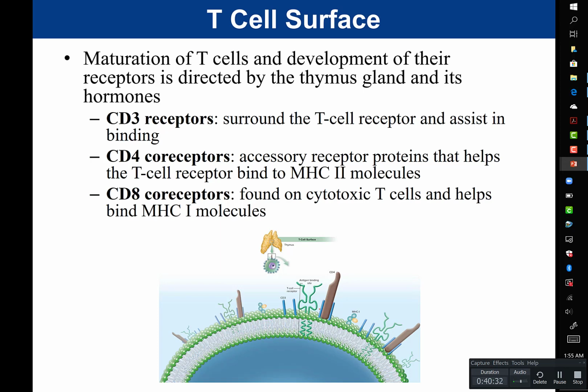We have CD4 co-receptors. Again, CD4s are going to recognize MHC2. So the CD4 is found on my T helper cell, and its job is to recognize MHC2. CD8 is found on cytotoxic T cells, and it helps to bind MHC1. So these are the different types of receptors or co-receptors that can be found on the surface of our T cell.